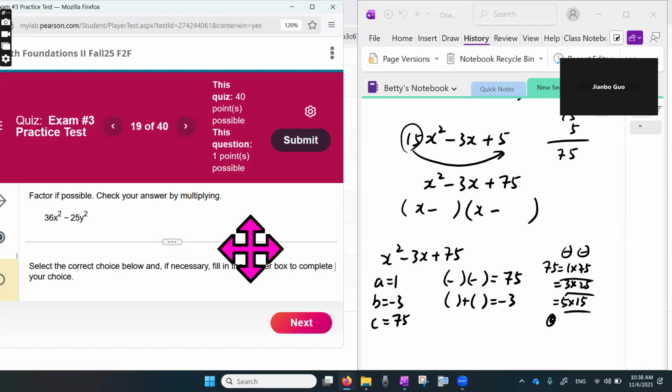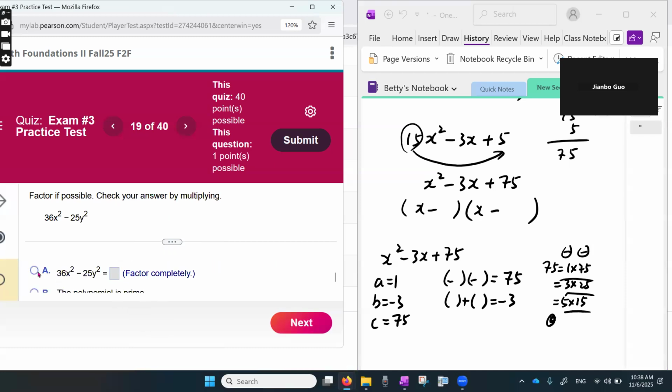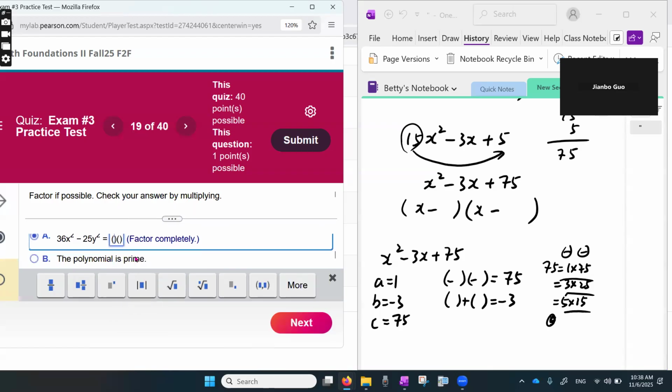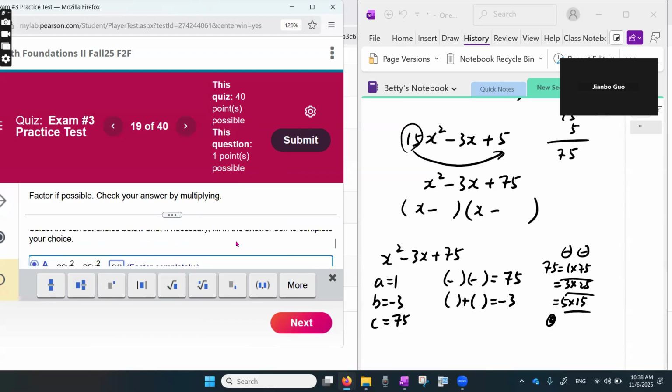Question number 19. Okay, this one, difference of two squares formula, right? Obviously, it is the difference of two squares. First, the base: 36x squared, the base is 6x.